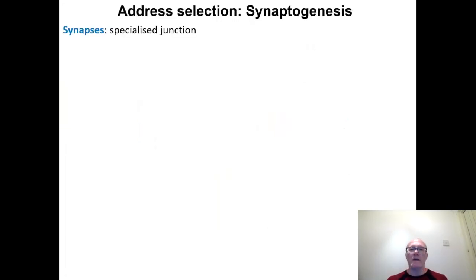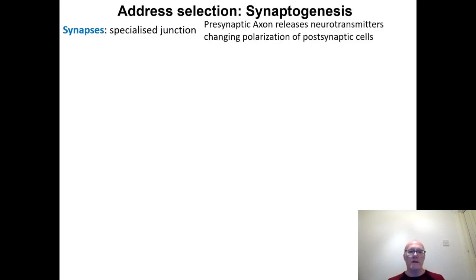Finally, when the axons reach their target tissue, we have the formation of synapses. So this is what we defined before as address selection. Synapses are a specialized junction between the axon and their target.